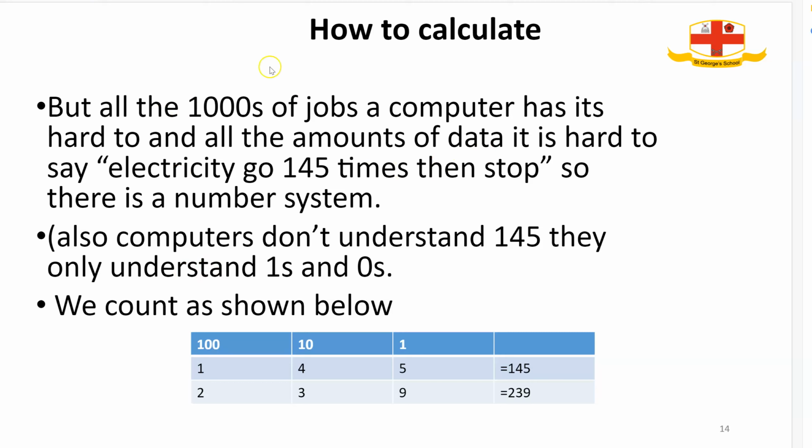You'll have done this in maths. This is our denary system. 145 is 100, 4 tens, and 5 ones, so 4 tens and 5 units there. So 145. Same with 239. It's 2 hundreds, 3 tens, and 9 units. So 239. That's how we understand our basic counting system in denary. Okay? And that's how we understand it as humans.